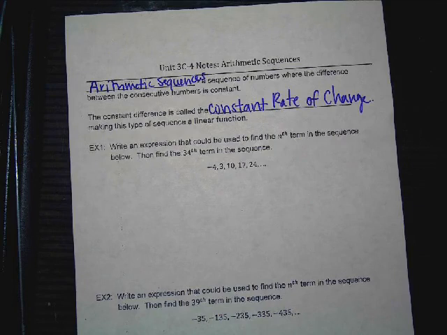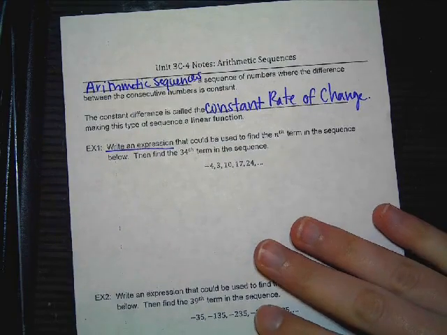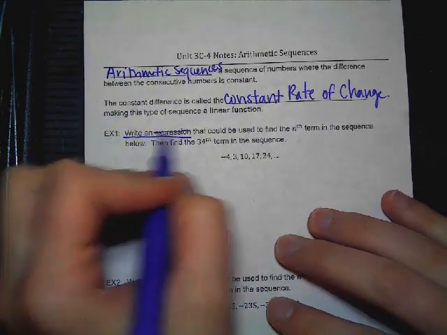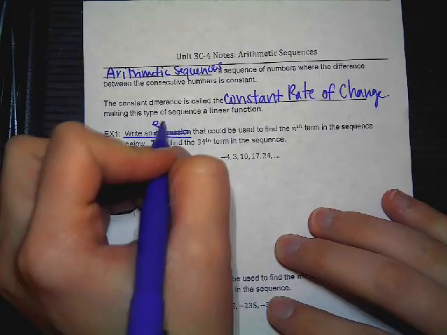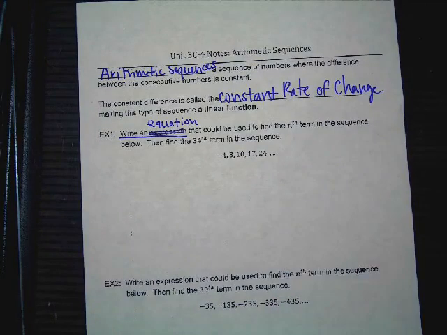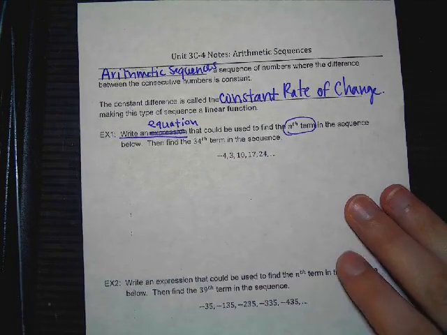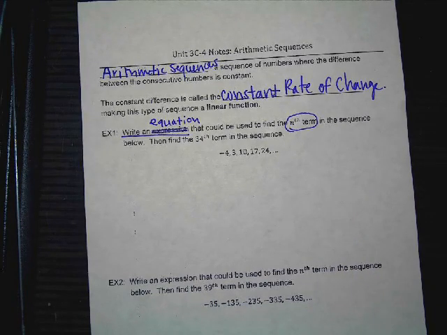All right. It says write an expression. So we're going to come up with some type of equation. That should say write an equation, because we're going to come up with an equation. So change that to equation. Write an equation that could be used to find the nth term in the sequence below. Then find the 34th term in the sequence.